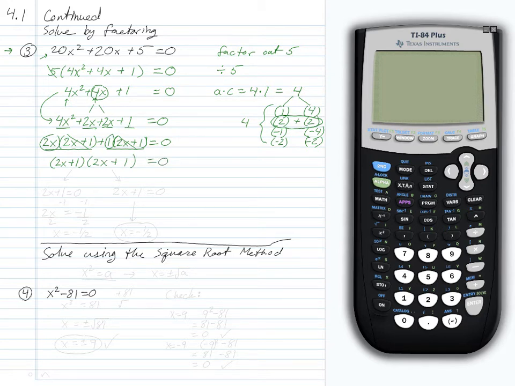So there we have our factorization. We have to go one step further now. Since this is factored, I can apply the zero product property, which says that either 2x plus 1 equals 0, or, this is a little redundant, 2x plus 1 equals 0. Now since these are the same equation, I really only need to solve one of them to figure out what's going on with both of them.